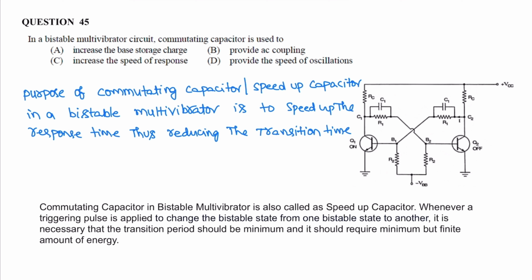The commutating capacitor in a multivibrator is also called a speed up capacitor. When a triggering pulse is applied to change the bistable state from one state to the other, it is necessary that the transition period should be minimum, and it should require a minimum but finite amount of energy. So the correct option is C. To increase the speed of response, we use a commutating capacitor, a speed up capacitor, in a bistable multivibrator.